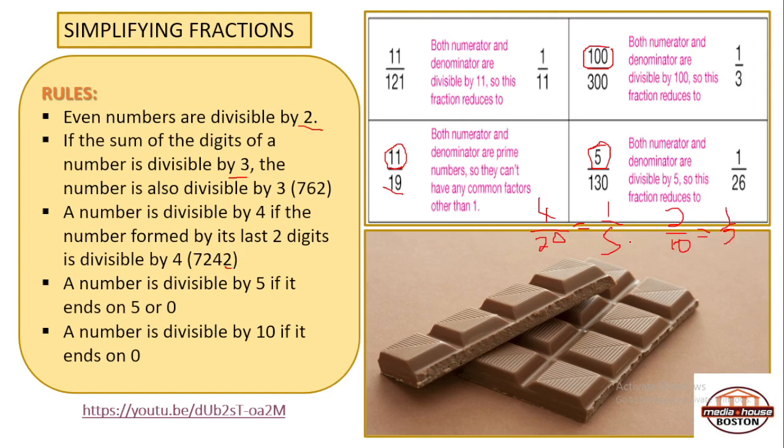So the best way to start simplifying a fraction is to start by using the denominator first as a factor and see if it can go into the numerator and not leave any remainder. If it doesn't leave any remainder, we use it as a common factor to simplify the fraction.